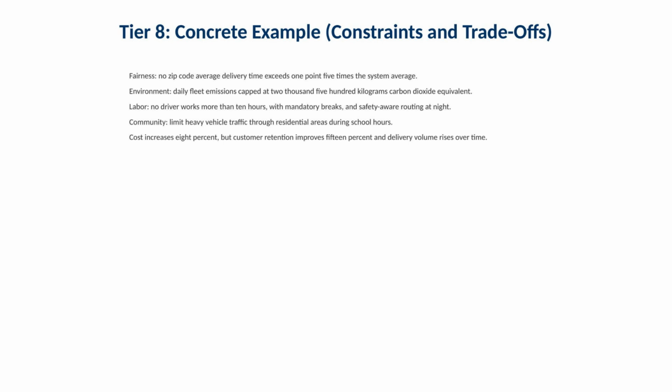In the example, fairness requires that no zip code has average delivery time more than 1.5 times the system average. Emissions are capped at 2,500 kilograms carbon dioxide equivalent per day, and labor rules limit work hours and require breaks. Community impact constraints restrict heavy vehicles during school hours. Costs rise about 8%, but retention improves 15% and volume increases over time.